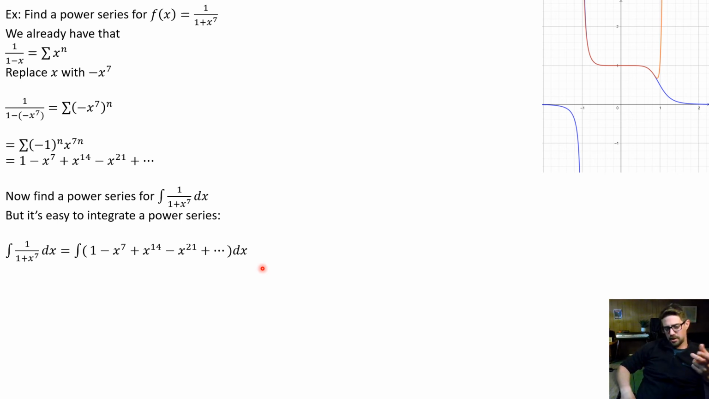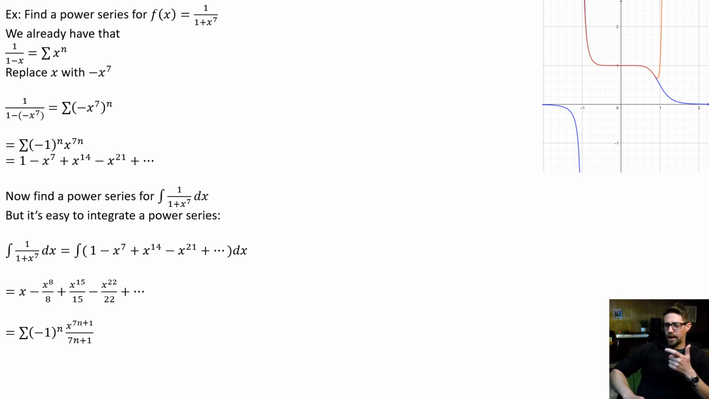So when you integrate a power series, it's just x minus x to the 8th over 8 plus x to the 15th over 15 minus x to the 22 over 22. So it's just one more than multiples of 7 over the same number. And then we can obviously write that out in series notation. I will probably want you to do both. Ultimately, I'll probably want you to leave your answer in series notation because I want you to know how it works. But it is almost easier to comprehend looking at it like that because you just kind of see the pattern.